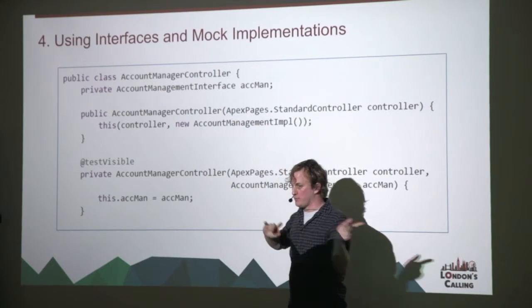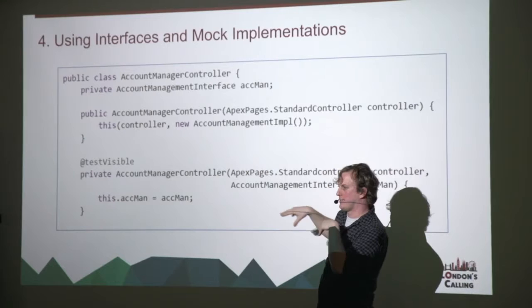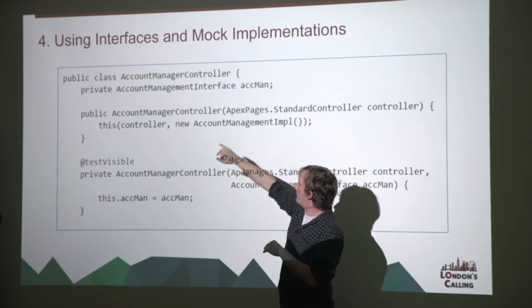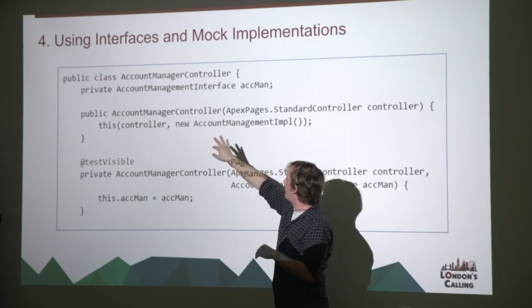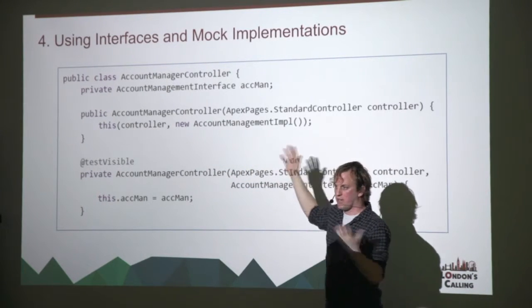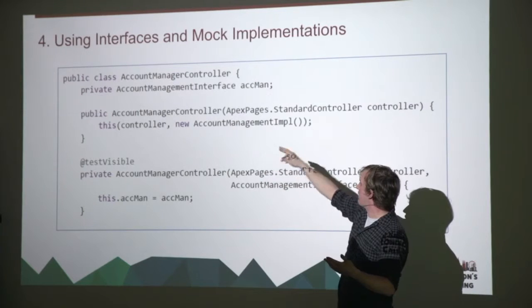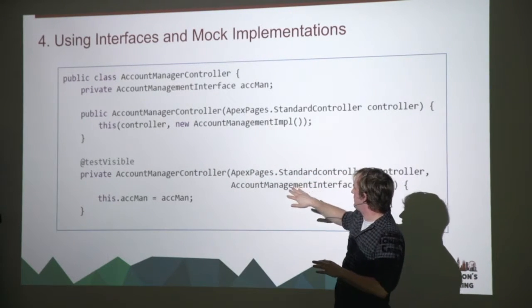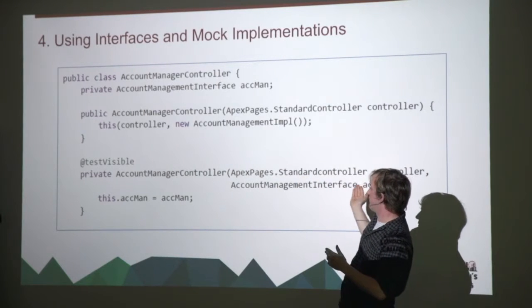But then by making it test visible, as you'll see on the next slide, we're going to be able to access it, but just from our test method. But we have the public one, and we just use that to call the private one with a new version of the actual implementation. So AccountManagerImpl, we don't need to really do anything particularly clever there. And then when we pass that in here, it comes into this private one, which takes one of these.